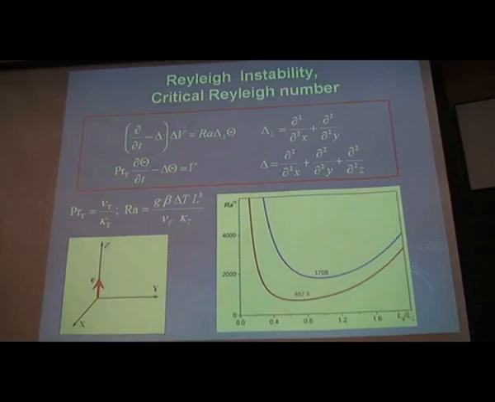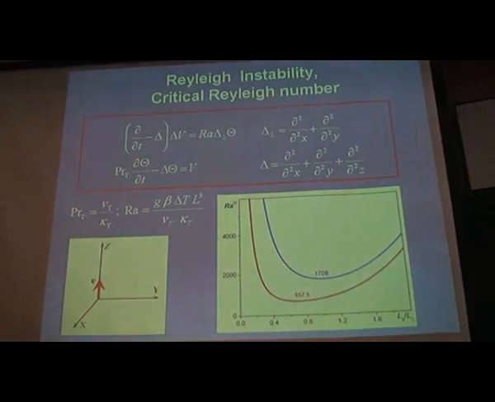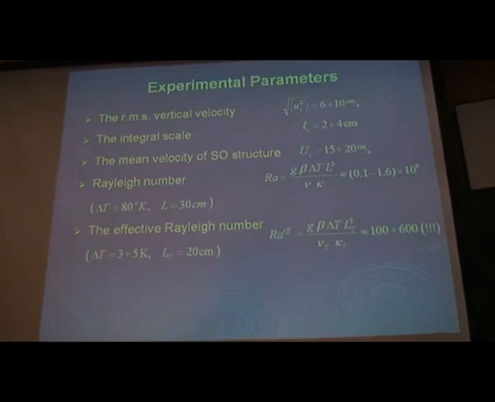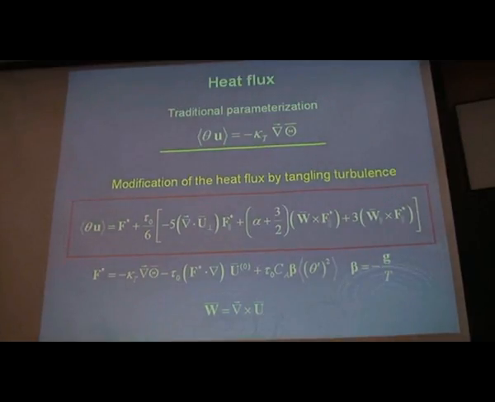I would like to remind you what classical Rayleigh theory says: we have a critical Rayleigh number as a function of the ratio between vertical and horizontal structure. This is for rigid conditions, this is for free conditions, and in any case, our effective Rayleigh number is less than these two parameters.